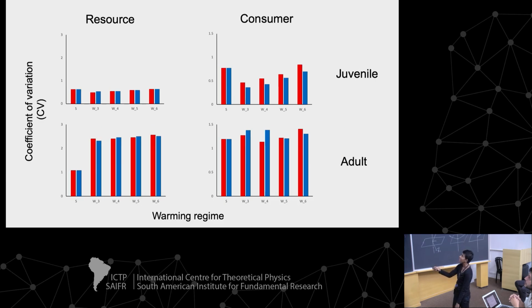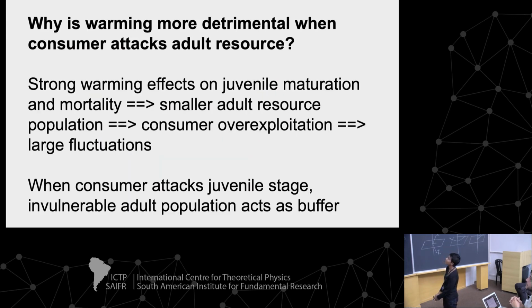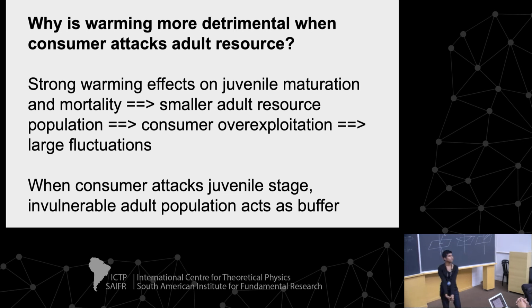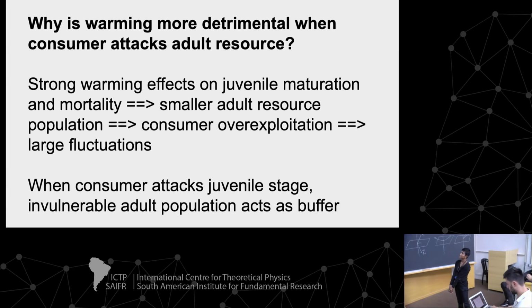Well, let's actually look at that, and you can see the variability in abundance is much lower when the juvenile stage is attacked as opposed to the adult stage. Notice that in all cases, especially in the tropics, the consumer exhibits more variability compared to the resource. Now, we want to ask this question of why is warming more detrimental when the consumer attacks the adult resource? So here's the explanation.